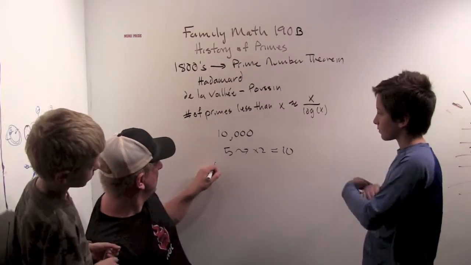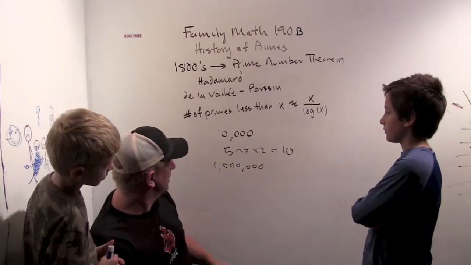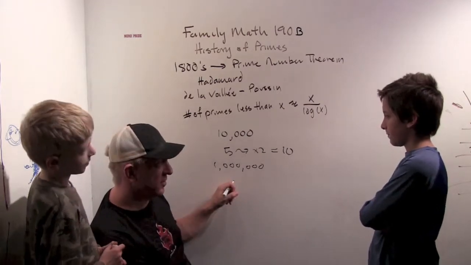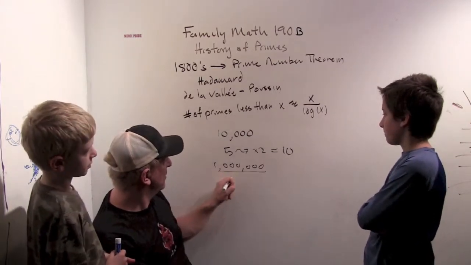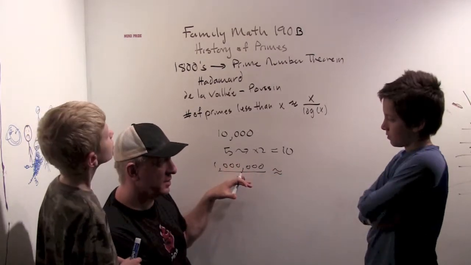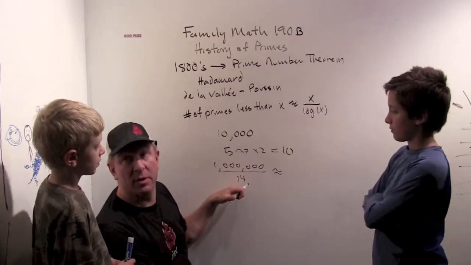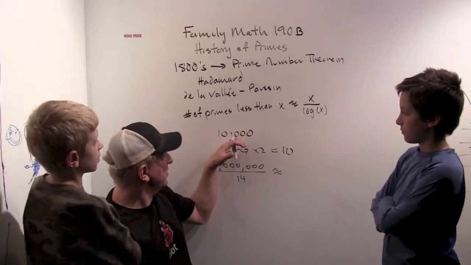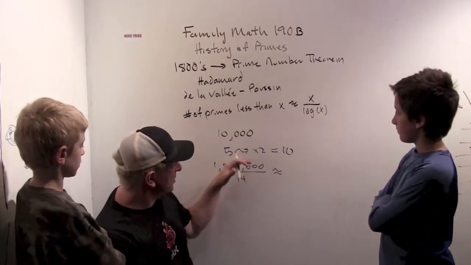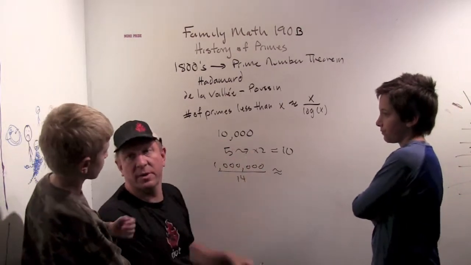Or for a really big number, like 1,000,000, same thing. How many digits? There's 7. So times 2 is 14. So 1,000,000 divided by 14, whatever that is, is about the number of primes less than 1,000,000. So for numbers up to 1,000,000, about 1 out of every 14 is prime. For numbers up to 10,000, about 1 out of every 10 is prime. So you can see from that primes sort of get less frequent as numbers get bigger.